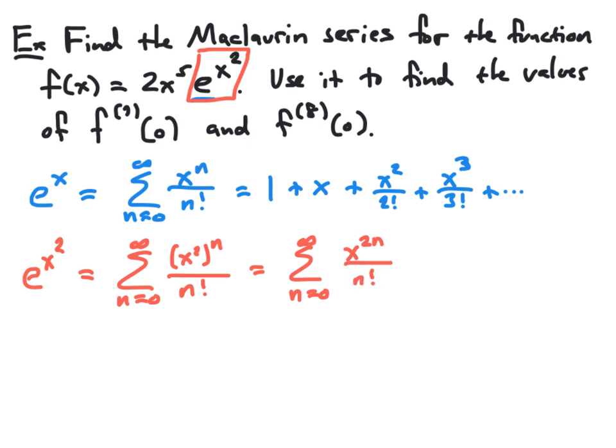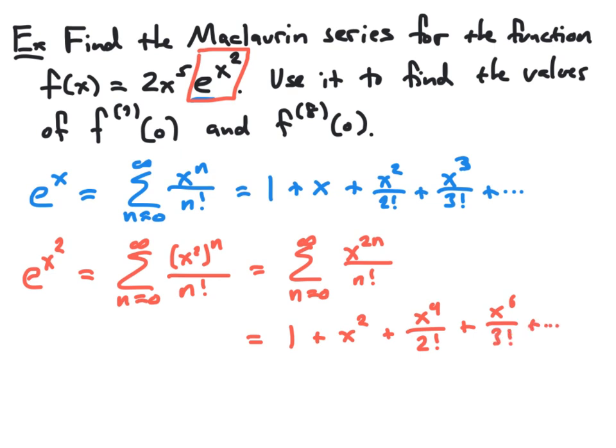So our new Maclaurin series here will be the sum from n equals 0 to infinity of x to the 2n over n factorial. And if we wanted to write out some terms for this series, we can do that as well. We're going to get 1 plus x squared plus x to the 4th over 2 factorial plus x to the 6th over 3 factorial, and so on.